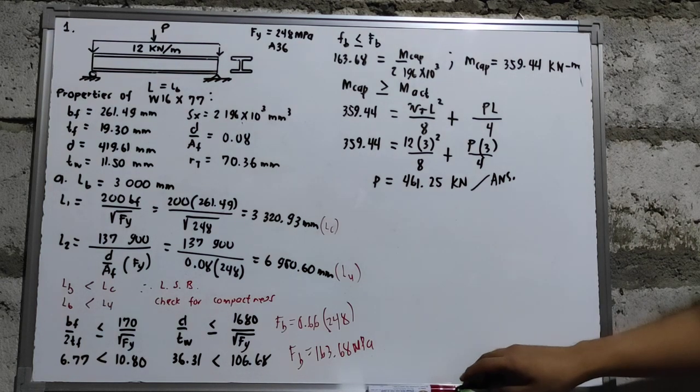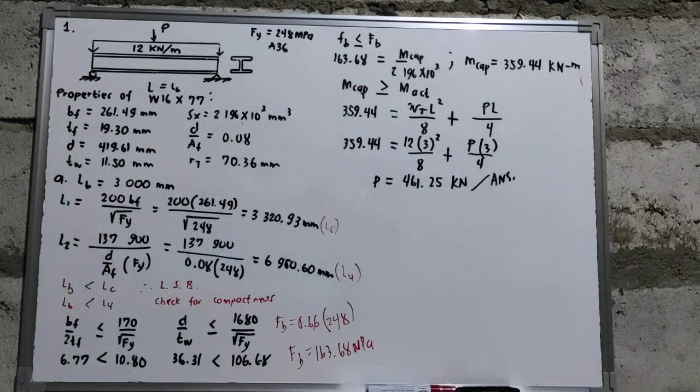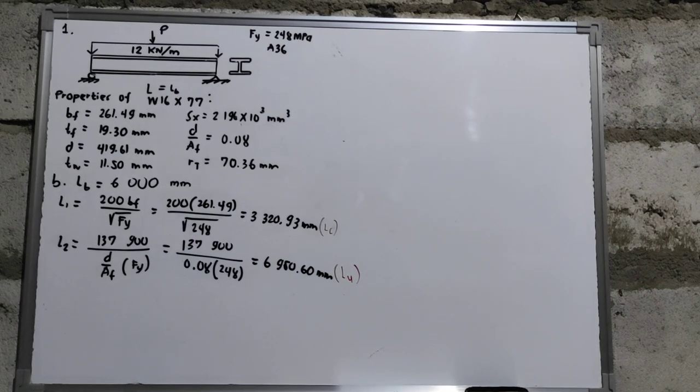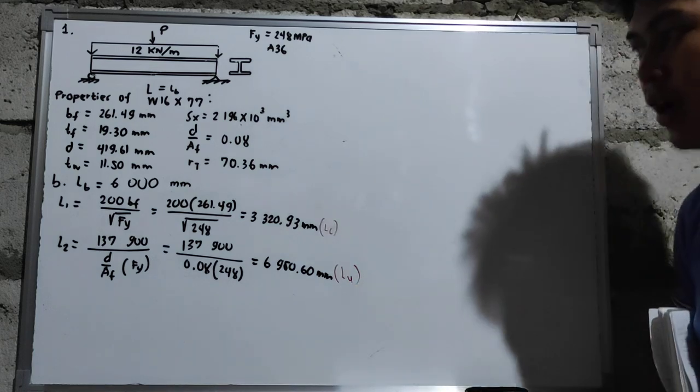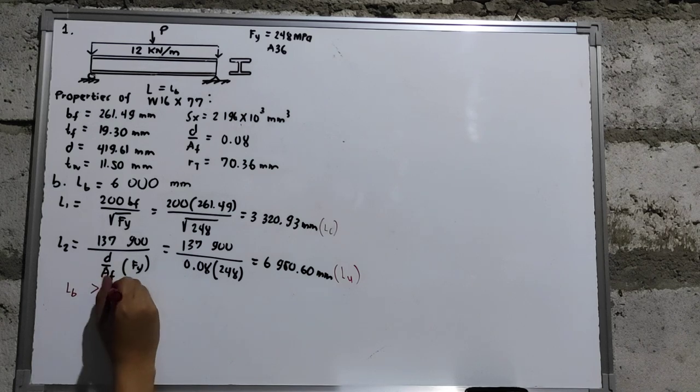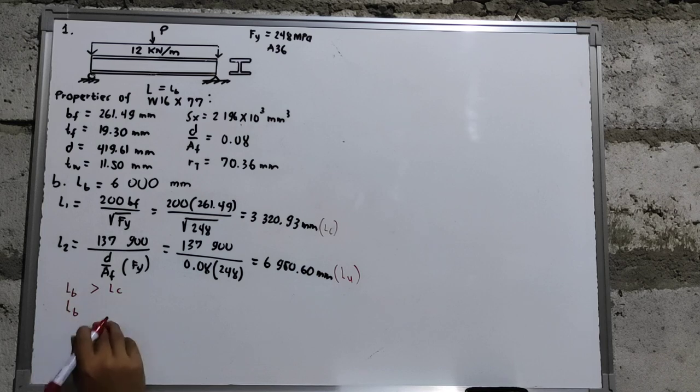So what if naman, no? So that is if yung L sub B natin is equal to 3,000 mm. So, what if naman the value of our laterally unsupported length is equal naman siya sa 6 meter. So what if naman, palitan naman natin yung unbraced length natin from 3,000 mm, gawin natin siyang 6,000 mm. So in this example, nakuha na natin yung value ng L sub C natin and the value of our L sub U. So pagko-compare natin sila, yung L sub B natin, kung mapapansin ninyo, eto, 6,000, na greater than siya sa value ng L sub C natin. Pero yung unbraced length natin, less than pa rin siya sa value ng L sub U natin.